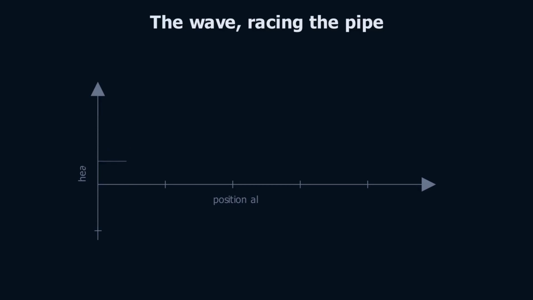Now watch the wave itself move. This is the head all along the pipe, the valve on the right, the reservoir on the left, every frame straight from the solver. The valve slams, and a front of high pressure is born at the right wall.